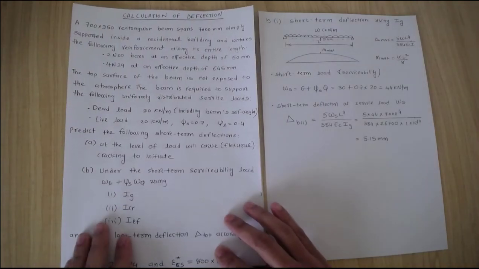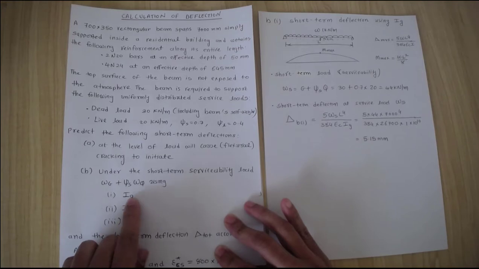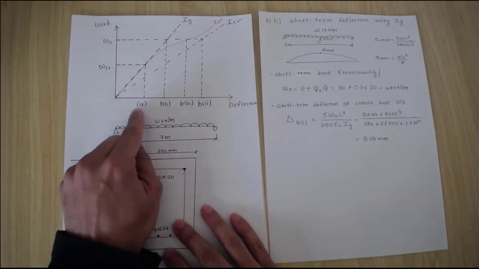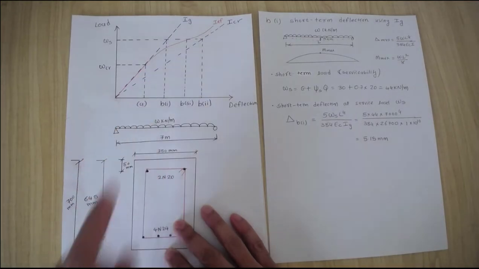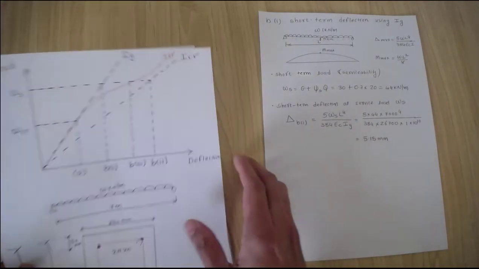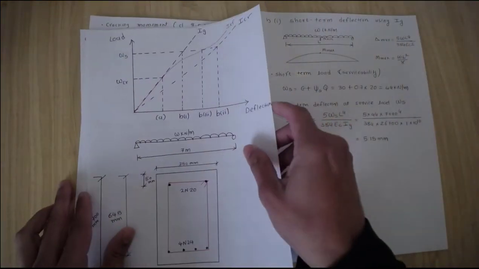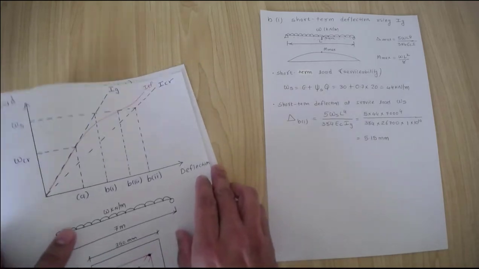This video explains the short-term serviceability load deflection calculations using the IG. So basically, we calculated the deflection at A in the previous video. That calculation was given here, which is 0.39 millimeters, where our beam starts cracking.